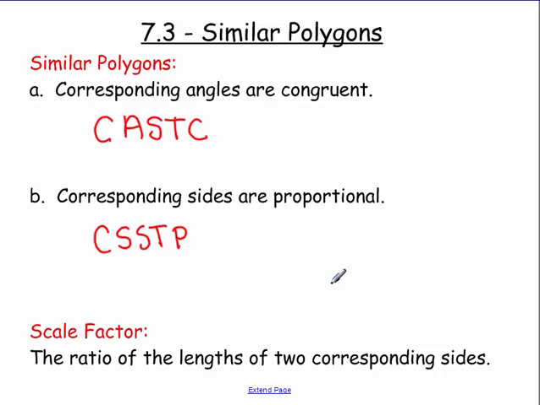And the scale factor is the ratio of the lengths of two corresponding sides. Think of a map where every inch is standing for a mile or something like that. That's the scale factor.